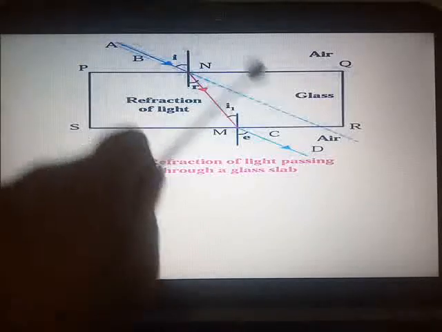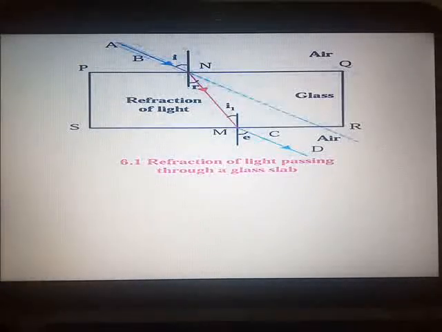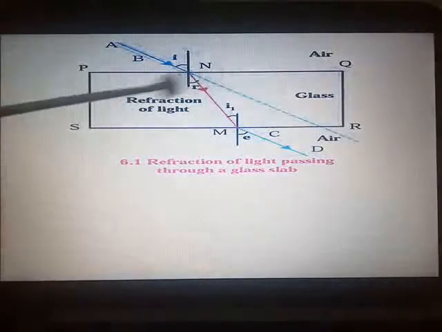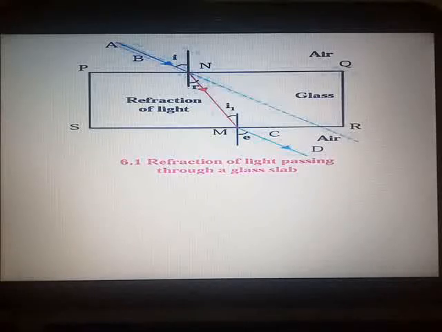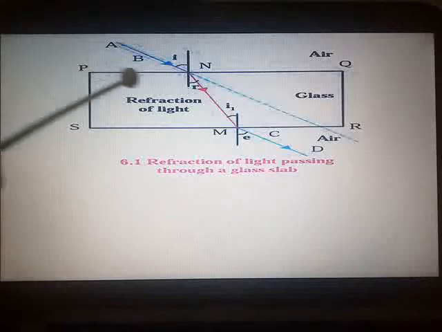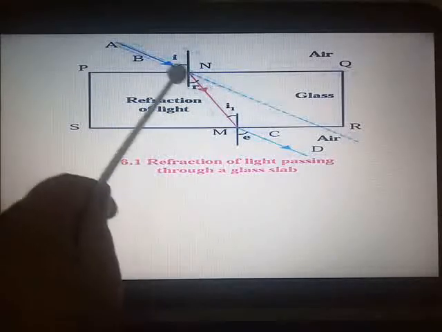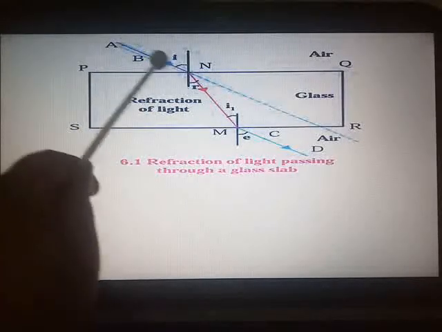Imagine this is a plain piece of paper. Draw an inclined straight line on the side PQ. This is your side PQ. You are going to draw an inclined straight line on the side PQ so that it intersects PQ at point N. This is the inclined straight line.